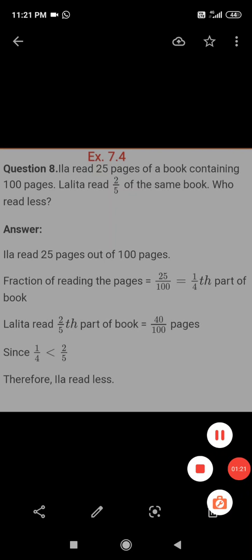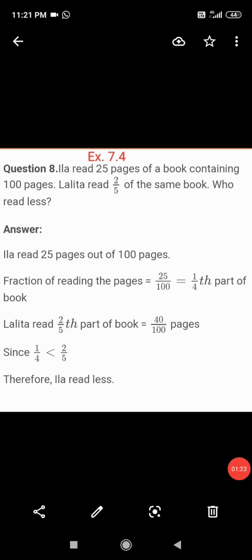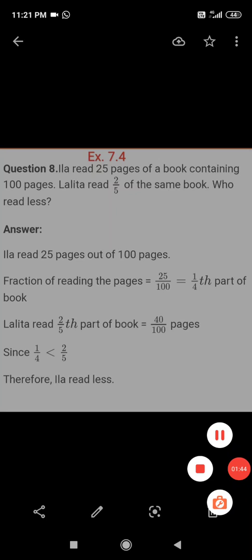Here, the fractions are 1 by 4 and 2 by 5. As you know, 1 by 4 is less than 2 by 5 because the 1 by 4 fraction is 25 by 100 and the 2 by 5 fraction is 40 by 100 pages. Therefore, Ela read fewer pages.